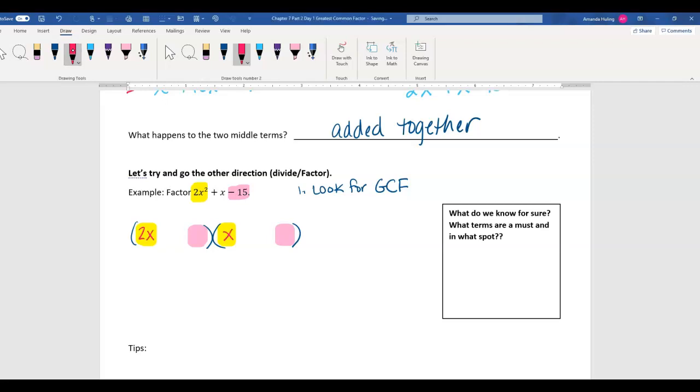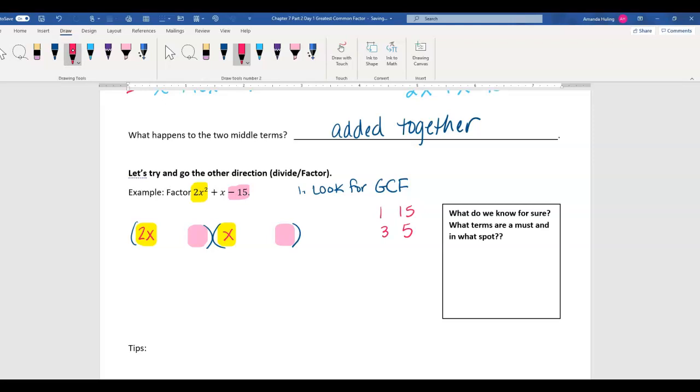Now, it doesn't matter in this case when you start if you put the 2x on this one or the x on this one, okay? So just pick. Then I want you to think of numbers that multiply to 15. Let's just start with 15 and not negative 15. So when I think of 15, I have 1 and 15, and I think of 3 and 5, okay?